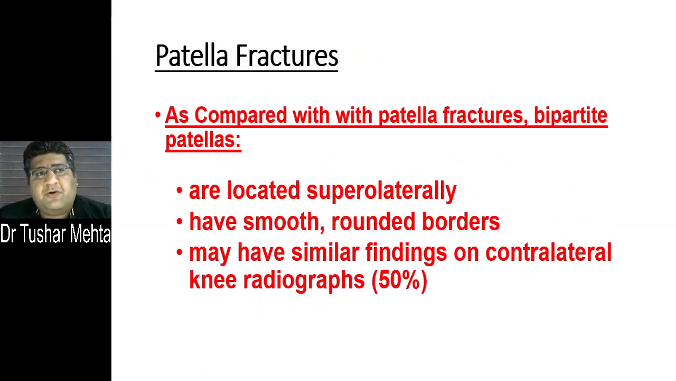I have told you almost 5 times till now that the major issue is that when you see this on an X-ray, it is an important spotter, because students have a tendency to call it a patella fracture. Now let's differentiate it from patella fracture. Number one, they are usually located supralaterally. Second thing, these X-rays of bipartite patella, where you have the accessory fragment, usually have smooth rounded borders.